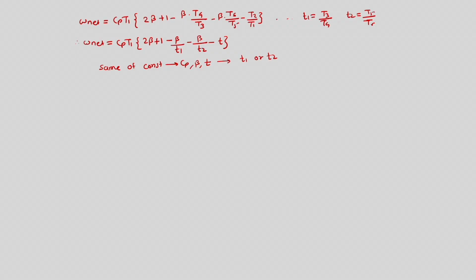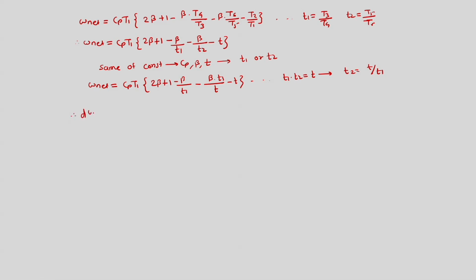So for that sake we will replace this T2 by T1, and we will say that W net is equal to CPT1, so twice beta plus (1 minus beta) by T1 minus beta T1 upon T, since we know that T1 into T2 is equal to T. So T2 is equal to T upon T1.